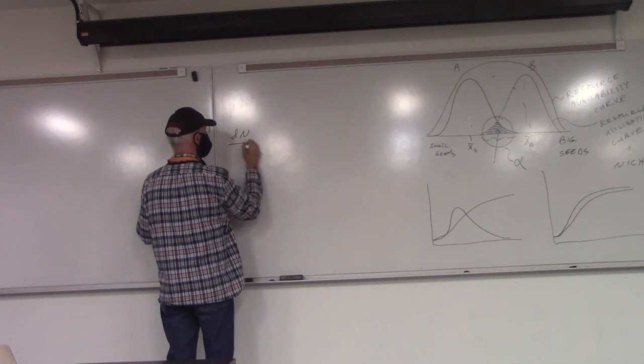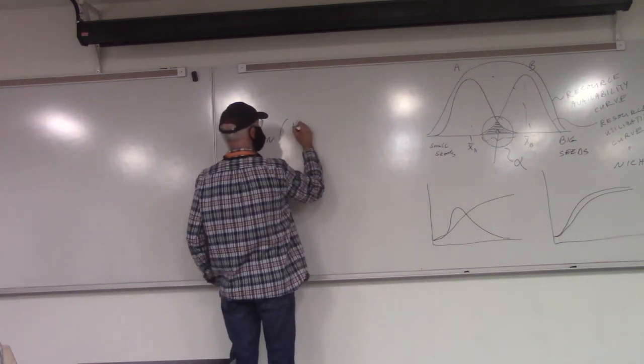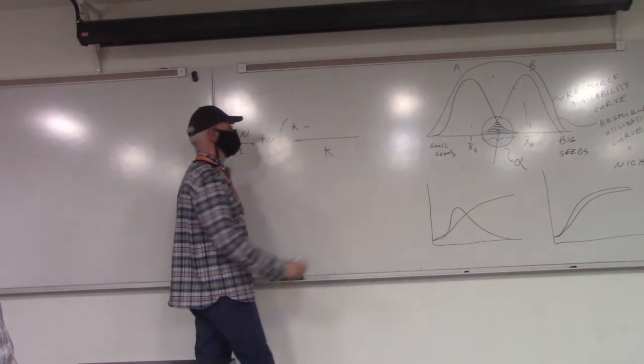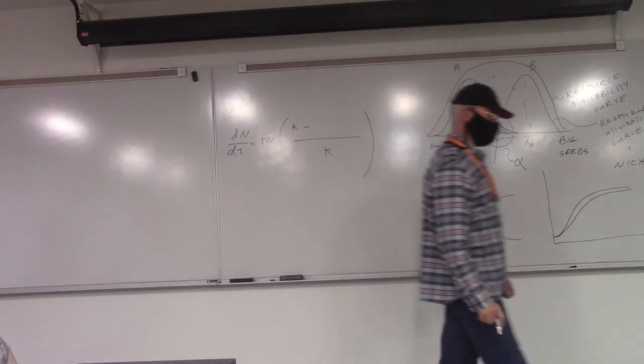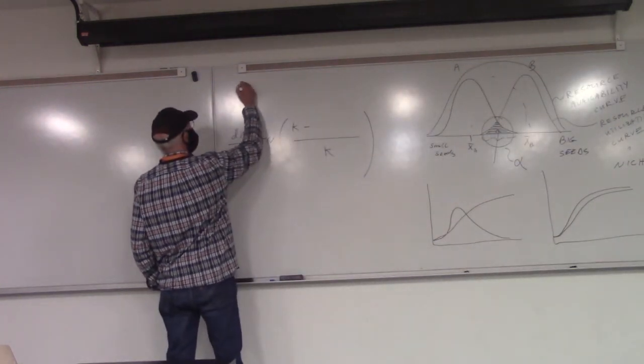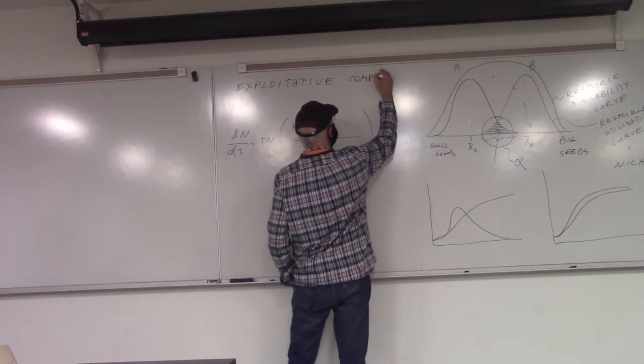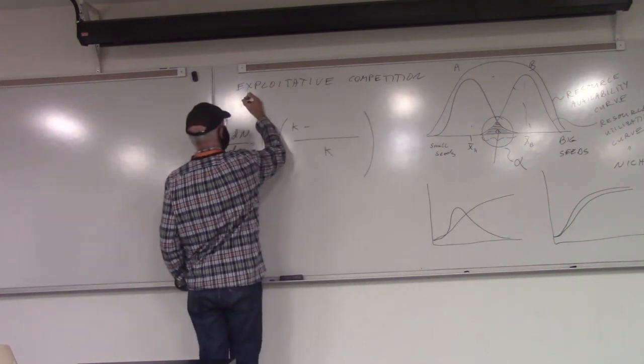We have dN/dt equals rN times (K minus something). Does that area of overlap affect the system? So we are now talking about a very specific kind of competition. The kind of competition that we are talking about is exploitative, as opposed to interference.